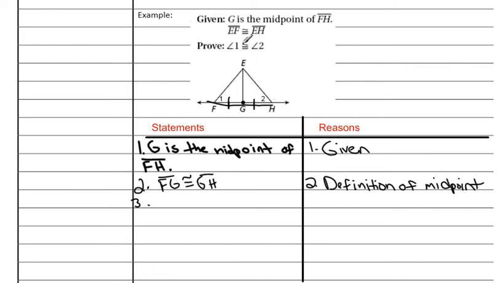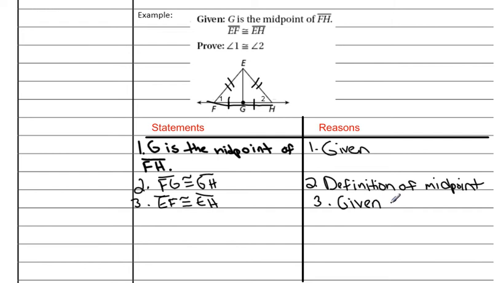Now I'm going to go ahead and put back in the rest of the information that they gave us. They said that EF was congruent to EH. And I'm going to mark that on my picture as well. So because I've already used one hash mark on FG and GH, I'm going to use 2 on EF and 2 on EH. And the reason I can mark that is because they told me to.